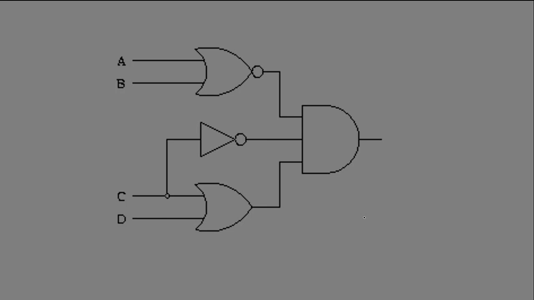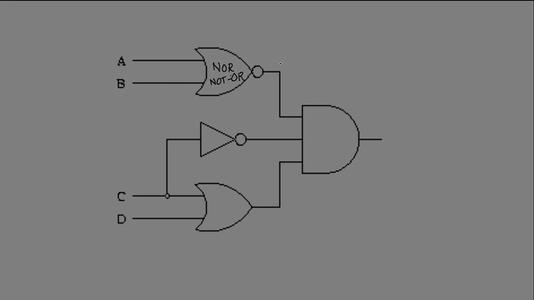Here 4 inputs are there, A, B, C, D, and one output, this we want to find, but it is not directly coming, it is passing through a NOR gate, a NOT gate, and there is an OR gate, and then finally all the outputs are collected at an AND gate. So let us see first. A and B are connected to which gate? This is not any ordinary gate, it's a NOR gate, right? And NOR gate means not OR, right?